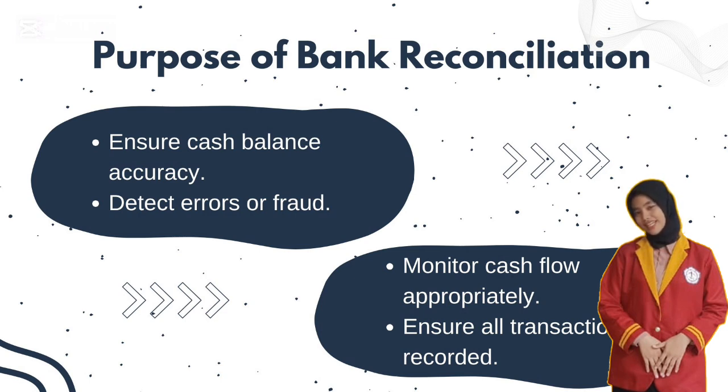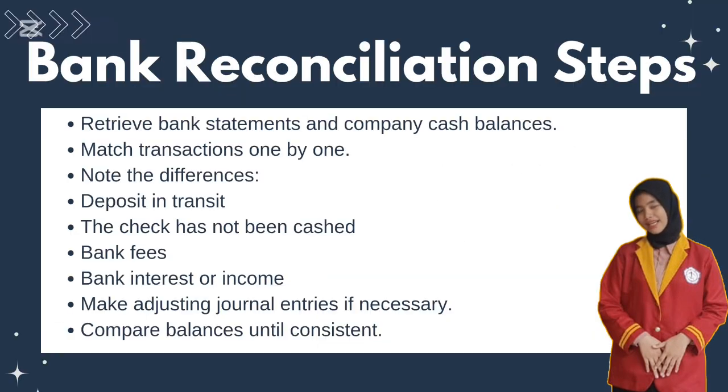Bank reconciliation has several important objectives, including ensuring cash balance accuracy, avoiding recording errors in internal bookkeeping, detecting errors or fraud, identifying suspicious or incorrectly recorded transactions, monitoring cash flow appropriately, knowing the actual cash position for better decision-making, ensuring all transactions are recorded, and ensuring that every receipt and payment is recorded by both parties, namely the company and the bank. The following are the steps that can be taken in the bank reconciliation process.